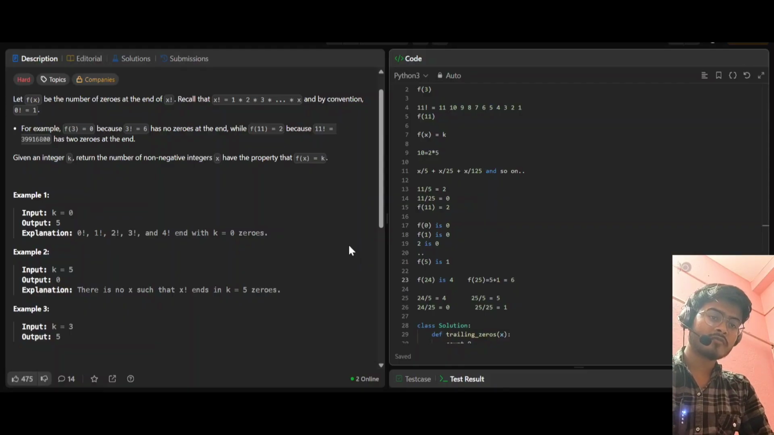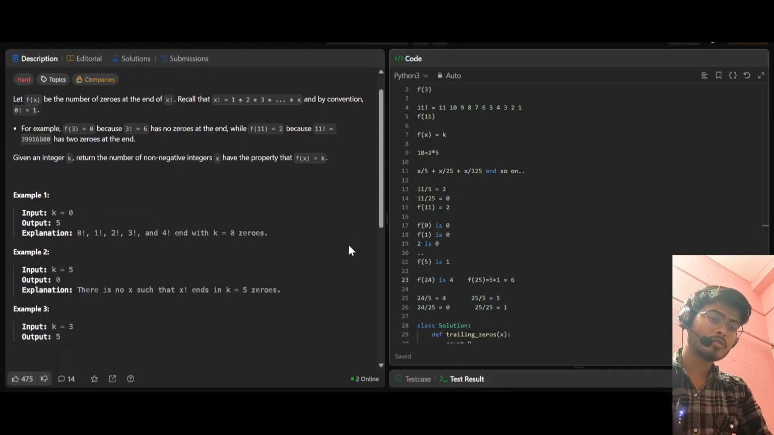This gives us a very useful conclusion. For every value of k, the answer will always be either 5 or 0. It will be 5 if the value k exists in the trailing 0 function. It will be 0 if the function skips k. However, instead of checking this pattern directly, we can build a more general binary search solution.